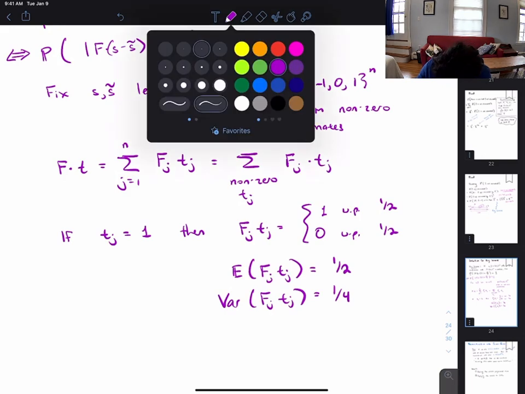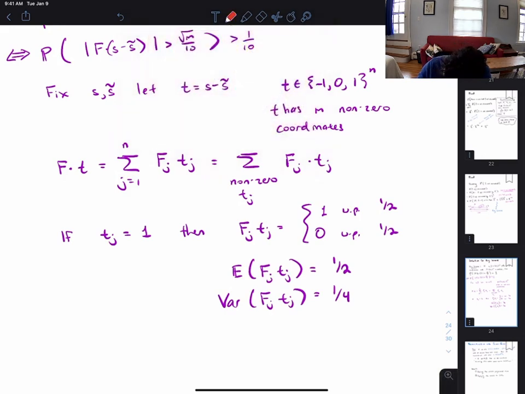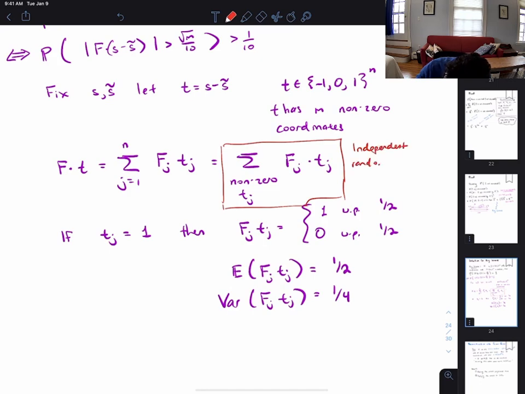Okay, and importantly, this is a sum of independent random variables. And here's where I'm going to do a little sleight of hand and just give you some intuition and not give anything like a rigorous proof. Sums of independent random variables behave like Gaussians. So what does that mean?